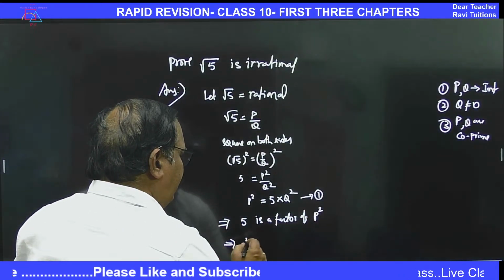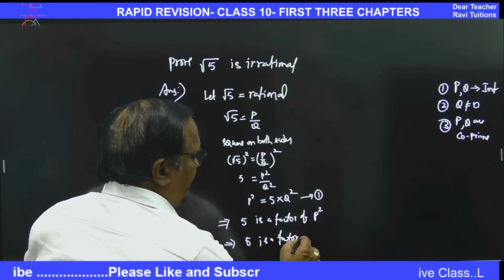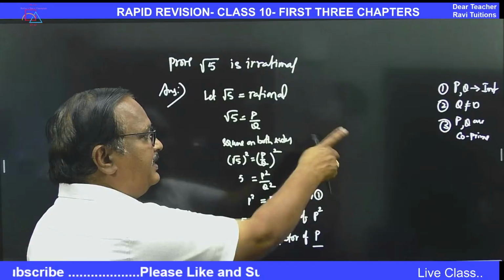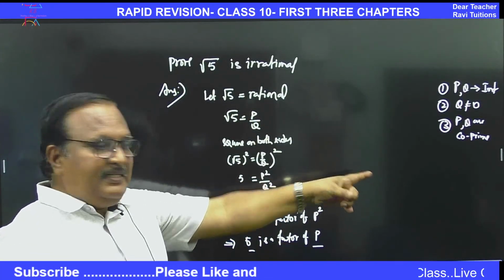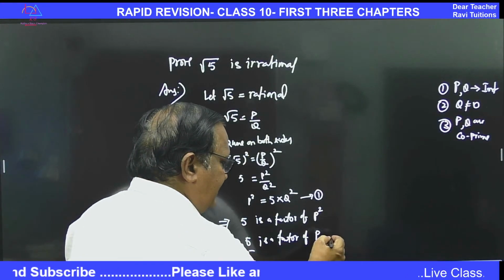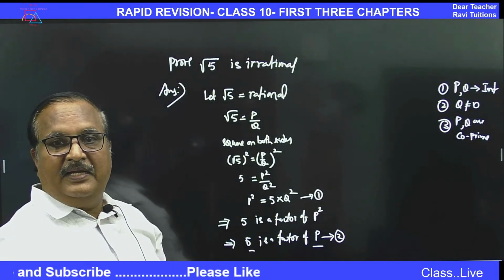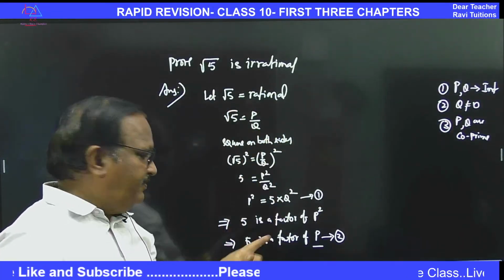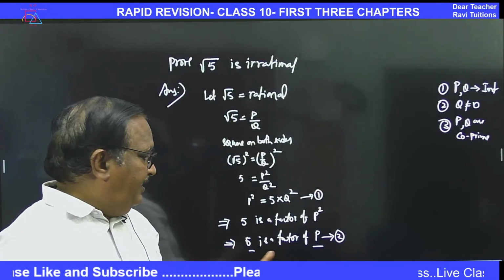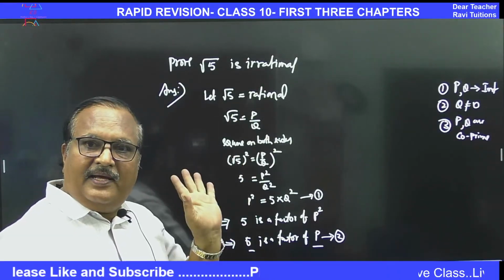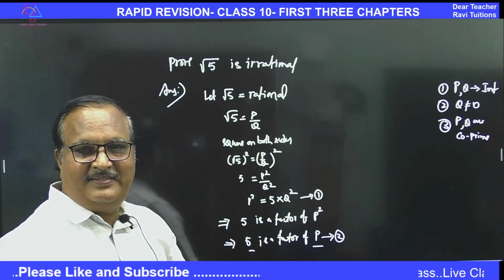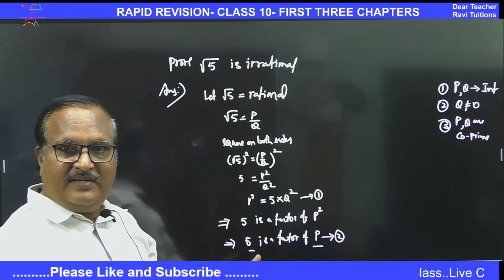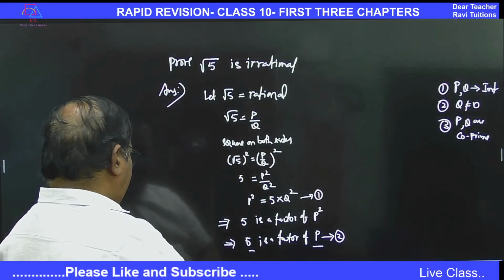Definitely 5 is a factor of p also. That means p has a factor 5. Remember that p and q should be co-prime numbers. So p has a factor 5. Let us say this is the second. Now q, the denominator, should not have a factor 5. This is the condition. Because p has factor 5, q should not have it. Then only p and q will be co-prime numbers. They should not have a common factor other than 1. So we have got a factor for p. Let us see whether q also has a factor or not.